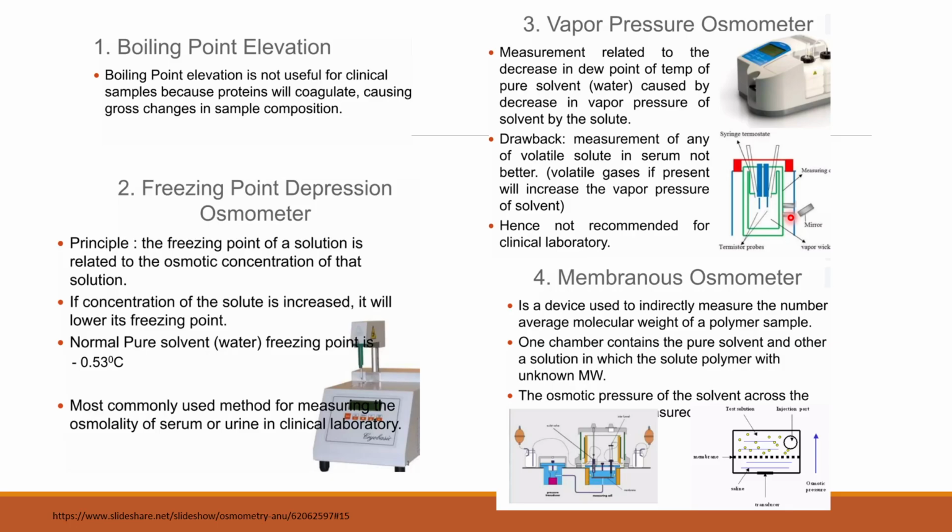The other one is the membranous osmometer. Here the device is used to indirectly measure the number average molecular weight of a polymer sample. One chamber contains pure solvent and the other a solution in which the solute is a polymer with unknown molecular weight. So same thing as everywhere: you take a pure solvent and your unknown, the machine will see the difference and give the value of osmolality.